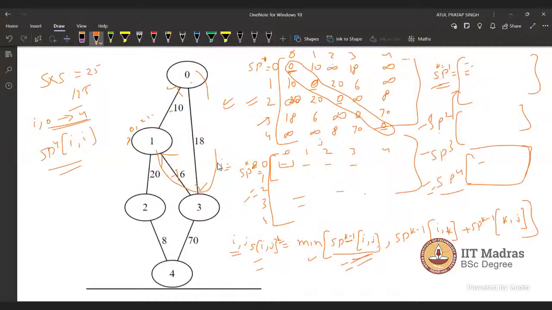Check for all. Okay, sir. If it is less than 0, then there is a negative cycle. If it is less than 0, then it represents that it is negative itself.